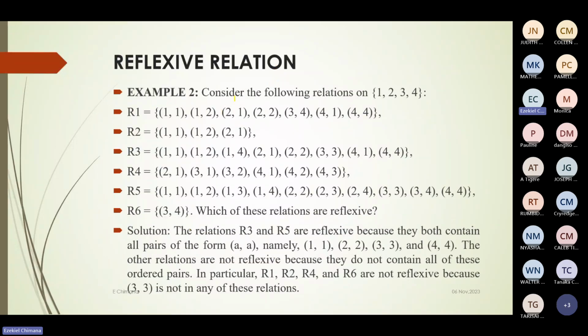So this one is just an example that we have. Example 2 says consider the following relations on the set {1, 2, 3, 4}. We have this relation R1. Can we say R1 is a reflexive relation? The answers are there, but I just want to see if we are together. If someone wants to contribute here, is R1 a reflexive relation?